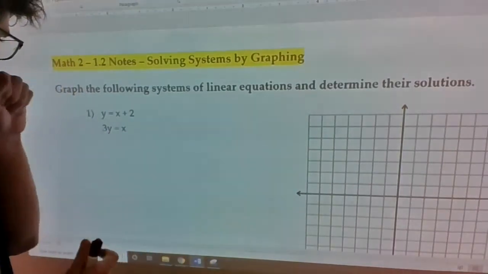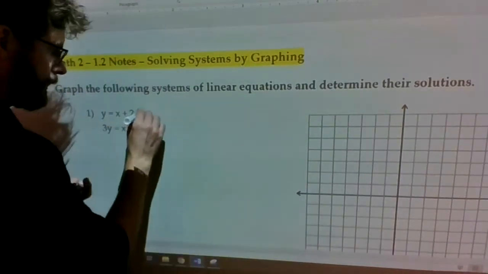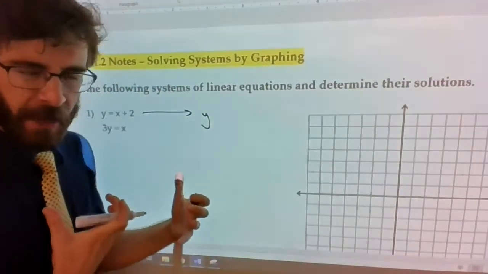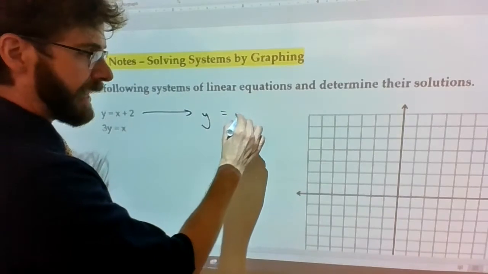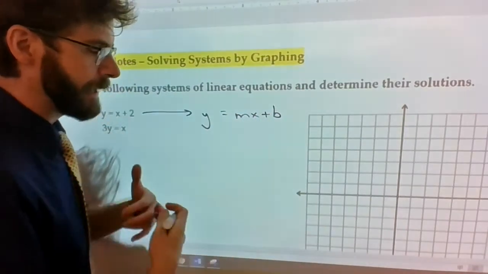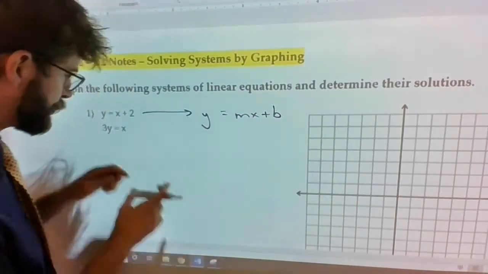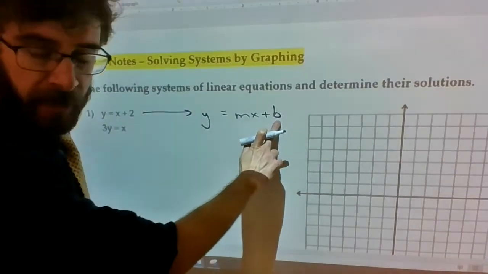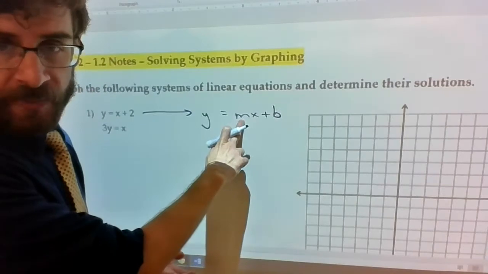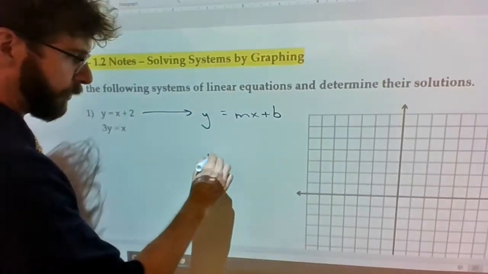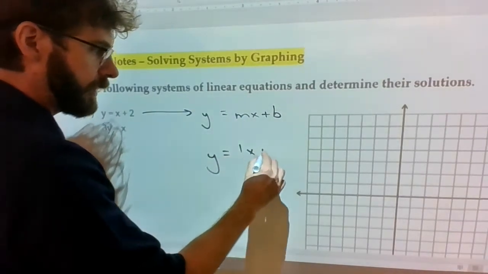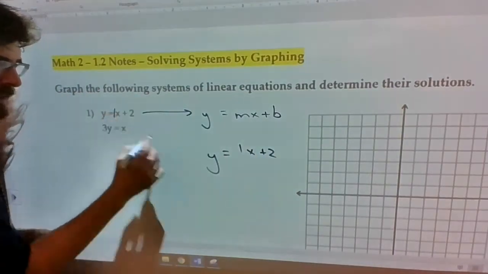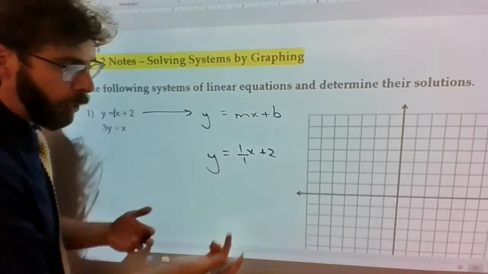its solution. So I am literally just trying to piece together the y equals mx plus b version of these two linear equations, and then graph them using the starting point and the rise over run, the slope. The first one's done for us. y equals 1x plus 2. I'm just putting the 1 in front of the x. And really, if I put a 1 here, it's the same as 1 over 1.